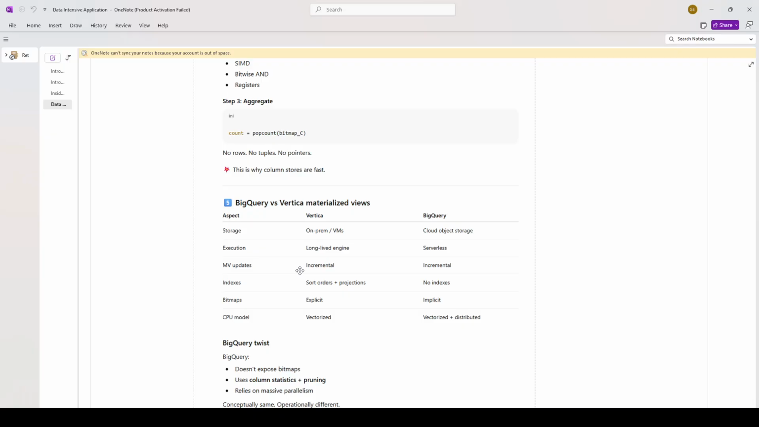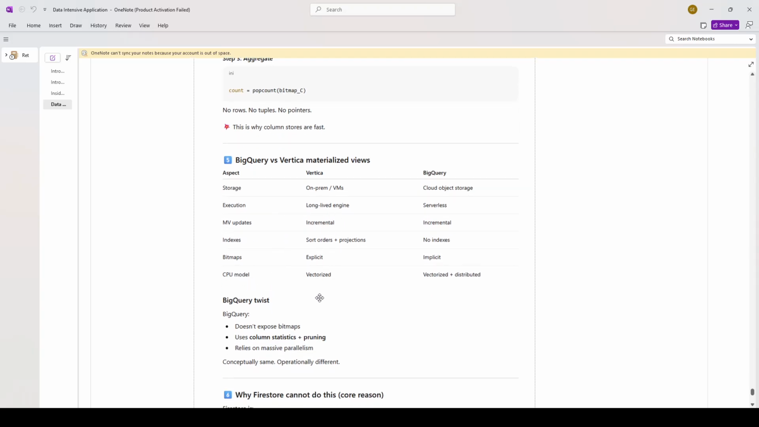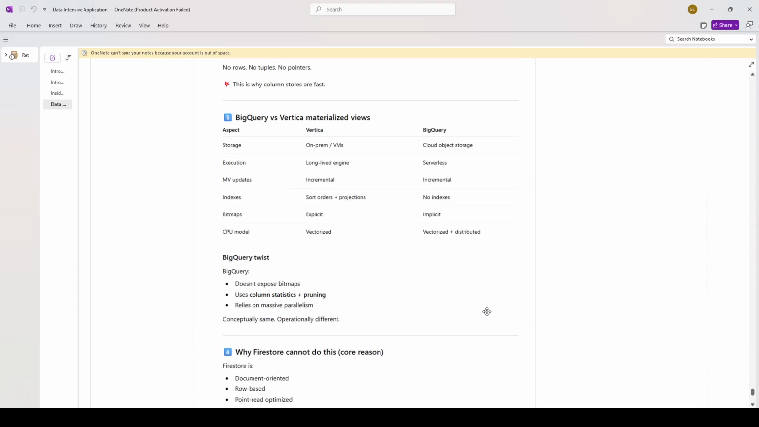BigQuery versus Vertica materialized views. Aspect storage: Vertica on-prem/VMs, BigQuery cloud object storage. Aspect execution: Vertica long-lived engine, BigQuery serverless. Aspect MV updates: Vertica incremental, BigQuery incremental. Aspect indexes: Vertica sort orders plus projections, BigQuery no indexes. Aspect bitmaps: Vertica explicit, BigQuery implicit. Aspect CPU model: Vertica vectorized, BigQuery vectorized plus distributed.